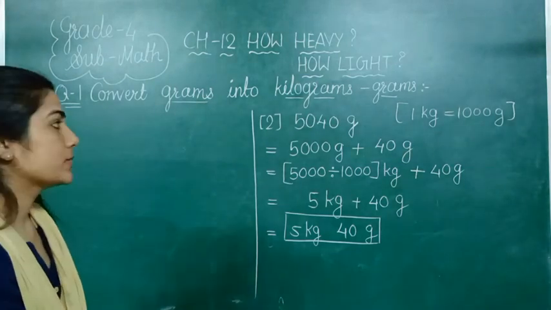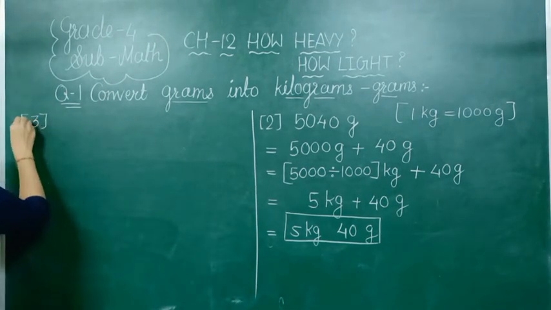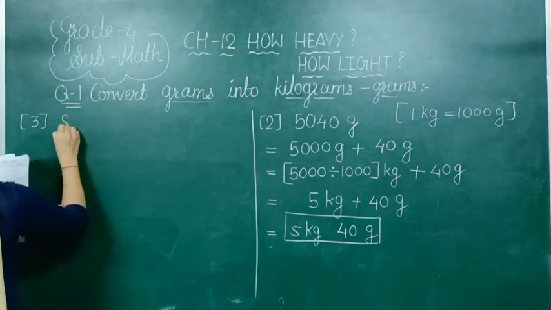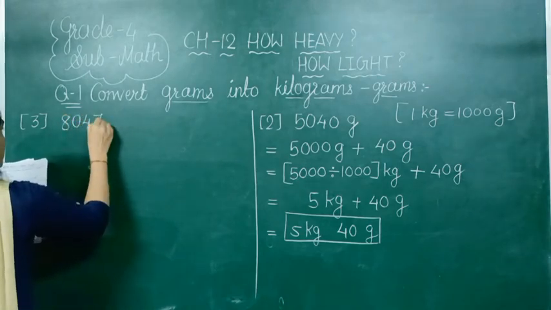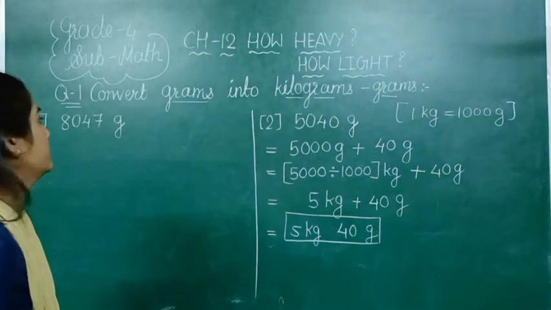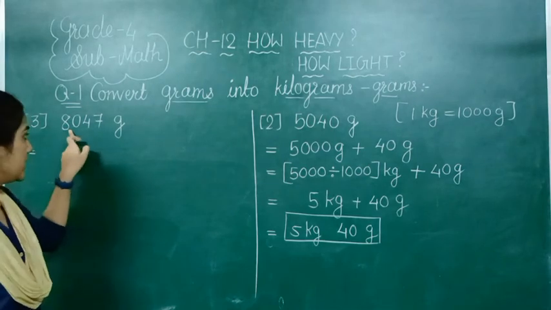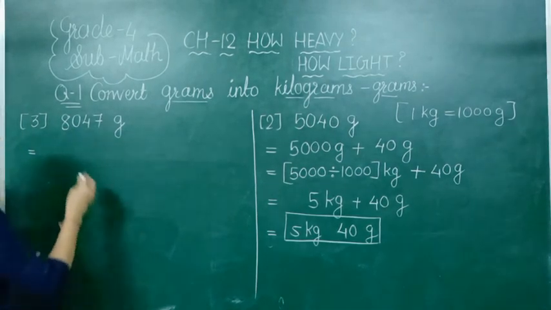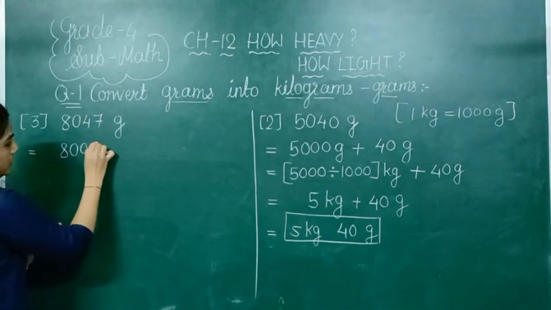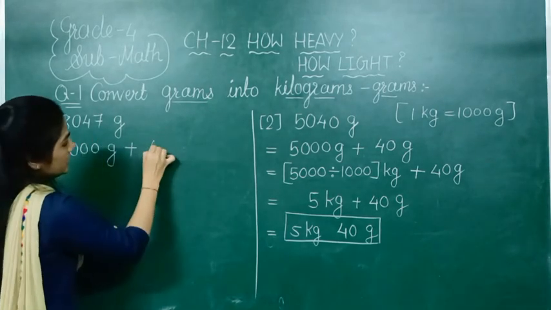The third sum is 8047 gram. This is your third number sum. The same steps we will follow. First we are bifurcating this into 8000 and 47. So we will put 8000, backside we will put gram, plus 47.